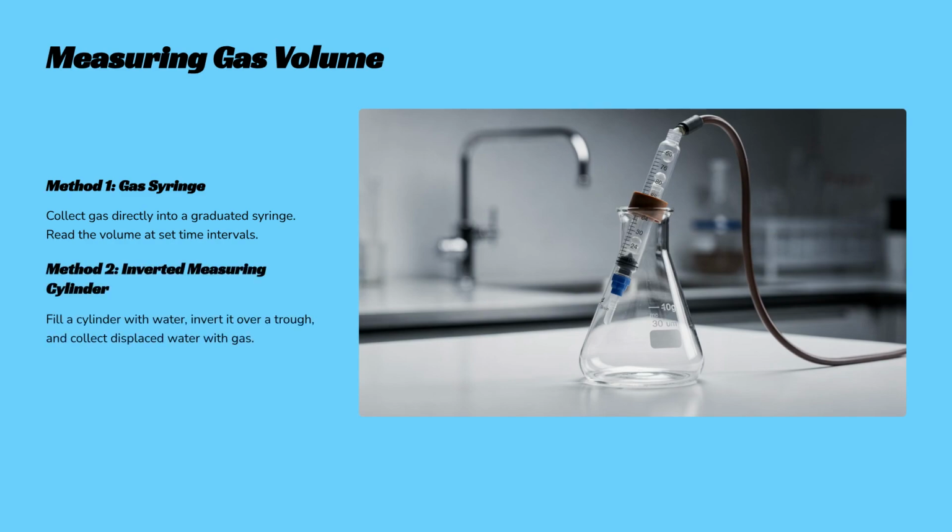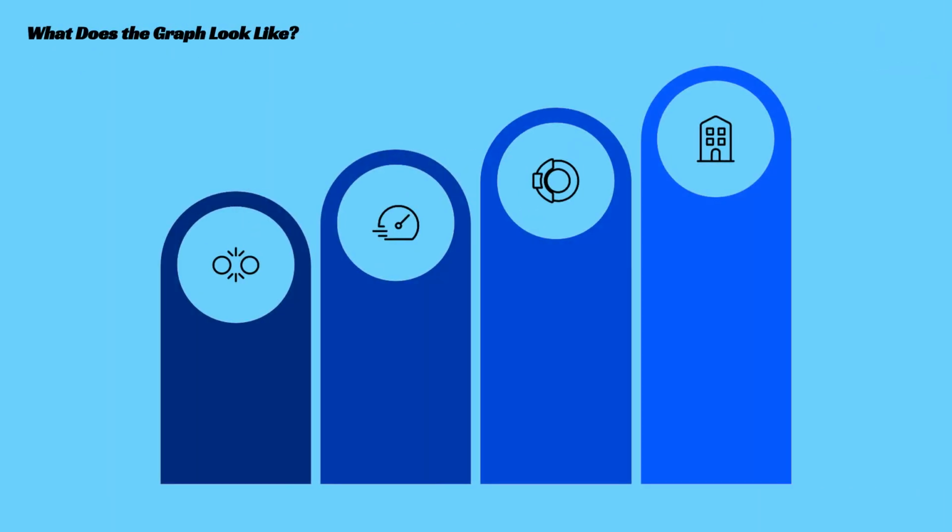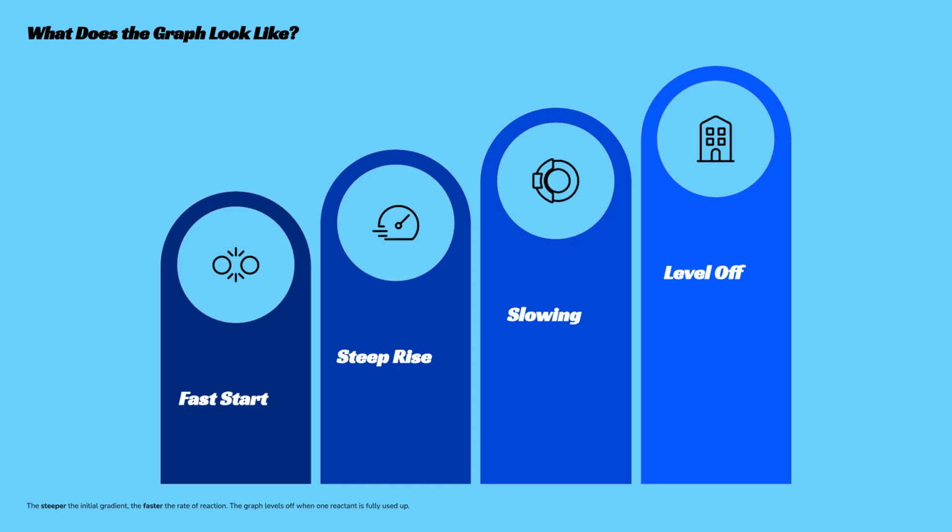Gas volume can be measured using a gas syringe or an inverted measuring cylinder over a trough of water. Record volume at timed intervals to plot a volume versus time graph. A rate of reaction graph shows a fast start, a steep rise, then slowing down, and finally levels off when one reactant is fully used up. The steeper the initial gradient, the faster the rate.